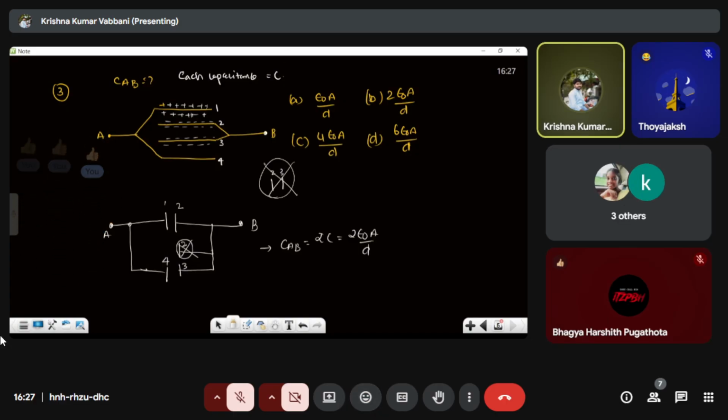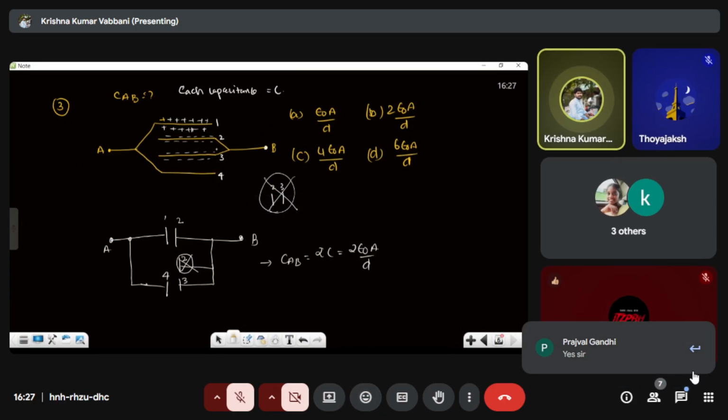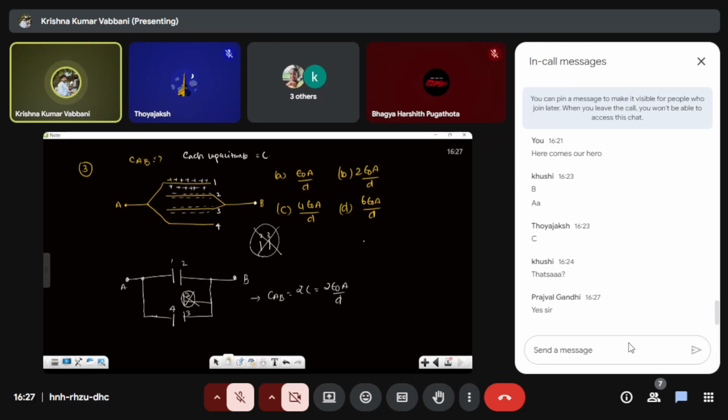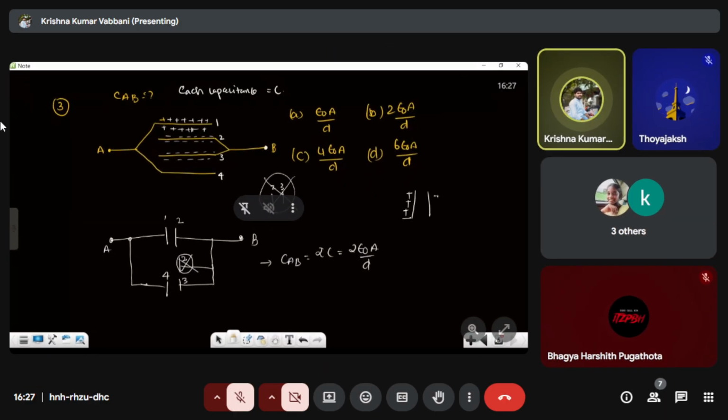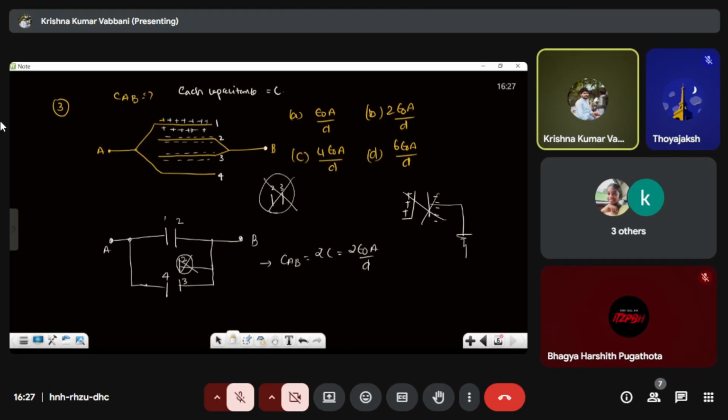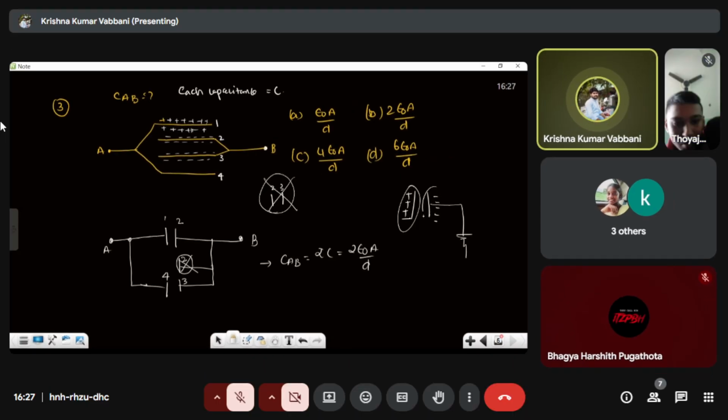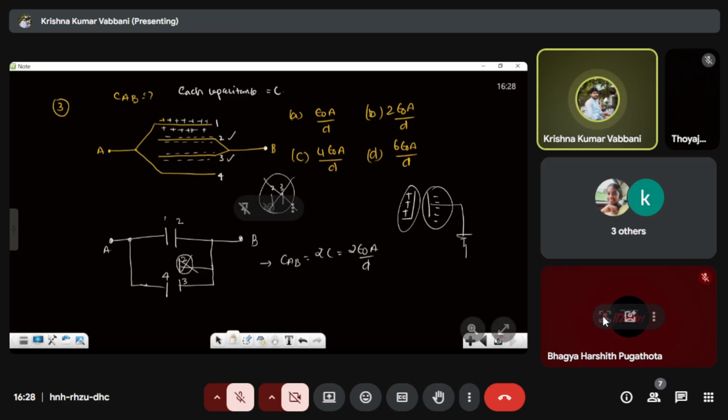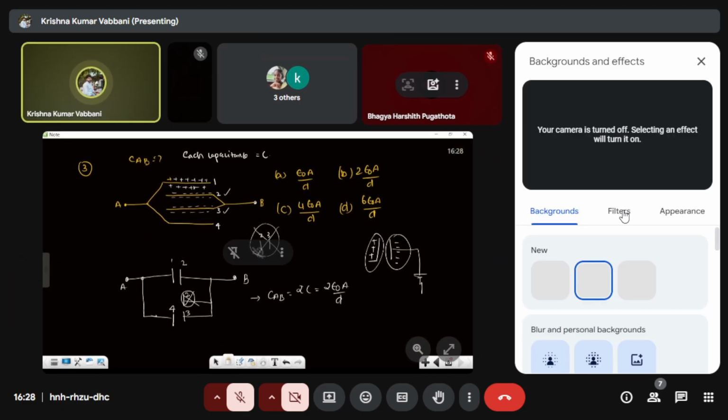Okay, so let me explain again. In this case, how will the capacitor form? We need one positive plate and we need one negative plate. How will this negative form? Usually there is a concept of the capacitor, but we are not going to discuss that. What we actually need is one positive plate and one negative plate. That's it. Take this: plate 2 and plate 3 are both connected to the potential B.